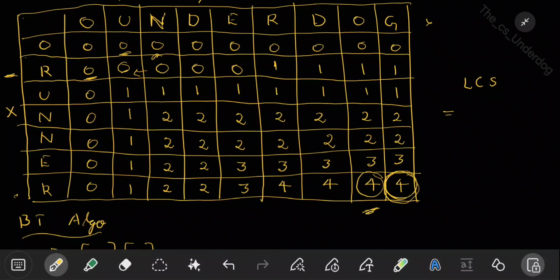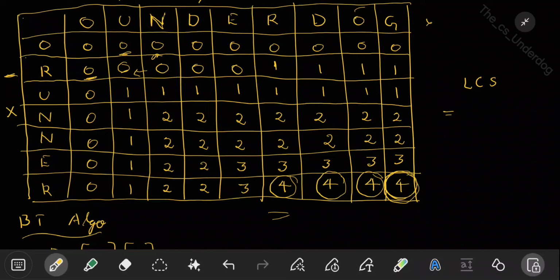O and R, O on top and R on the left, they do not match. What do? You again see among top and left blocks which is the larger one. So 4 is larger, you will move to 4. Again, here it is R and D, they do not match. So again you will move to 4. Here it is interesting again. R and R have a match.